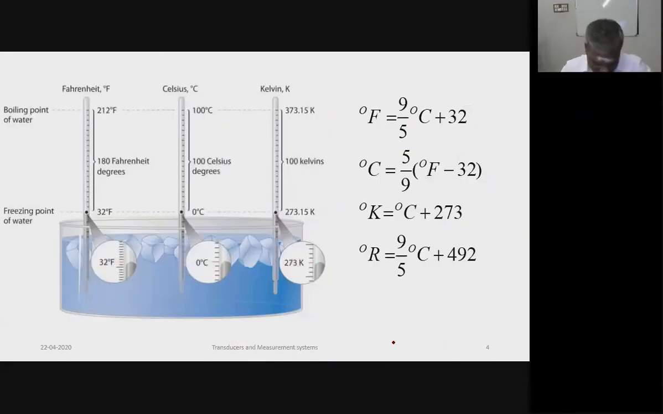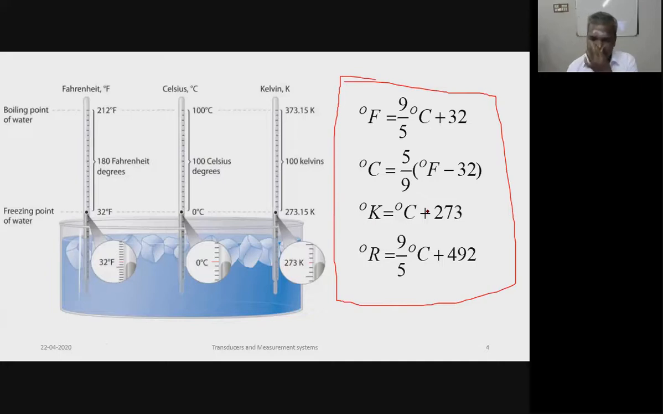So before starting our discussion, let us recall the various temperature scales. These are called scales, not units. What are the various scales of temperature? Degree Celsius, degree Fahrenheit, Kelvin, then the Rankine scale. These are the 4 famous scales available. Please remember this relation. If you go for a competitive examination, this will be useful.